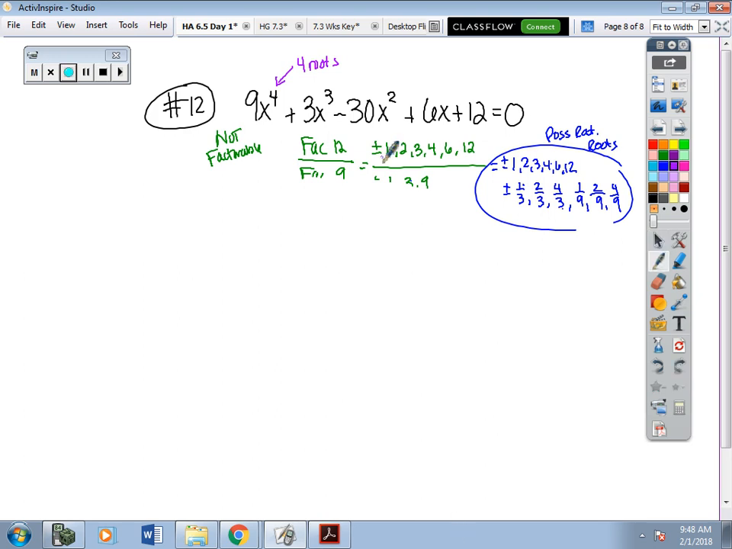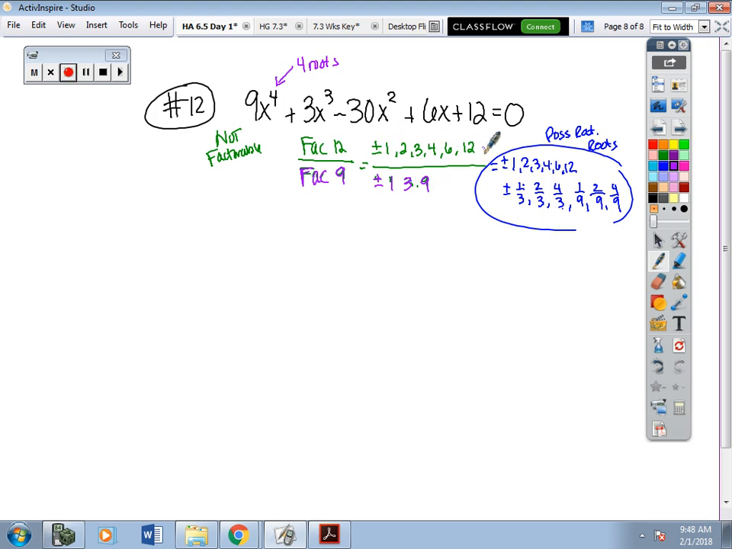So our factors of 12 are 1, 2, 3, 4, 6, and 12. Our factors of 9 are plus or minus 1, 3, and 9. And then you do have to come up with all the possible pairs of these.